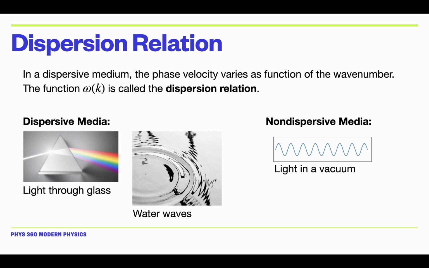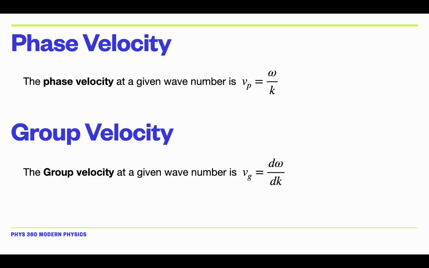Water waves also travel at different speeds depending on the wavelength or wave number of the waves. So water is also a dispersive medium. And finally, in a vacuum, light travels at the same speed c, and so therefore a vacuum is non-dispersive with respect to light waves. If the dispersion relation is known for a given physical situation, the phase and group velocities can be calculated. As we have seen before, the phase velocity is just the ratio of the angular frequency to the wave number k. The group velocity is the derivative of the angular frequency omega with respect to the wave number k.